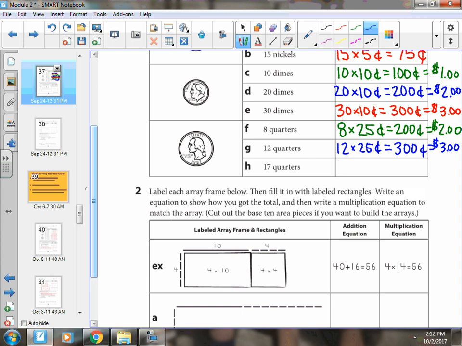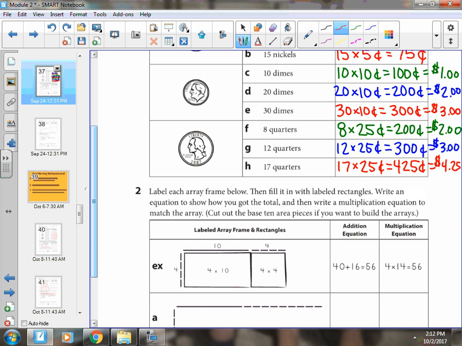17 quarters. I know 4, 4, 4, and 4 would be 16 quarters. So 17 quarters times 25 cents. 16 quarters would be $4. So another quarter would make it $4.25.